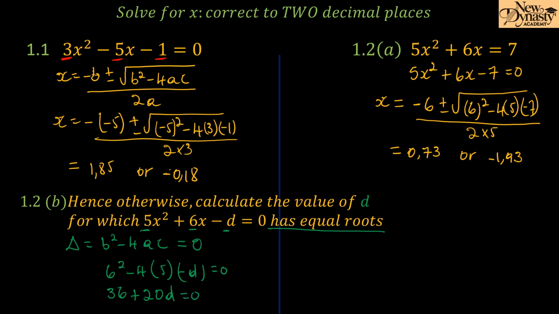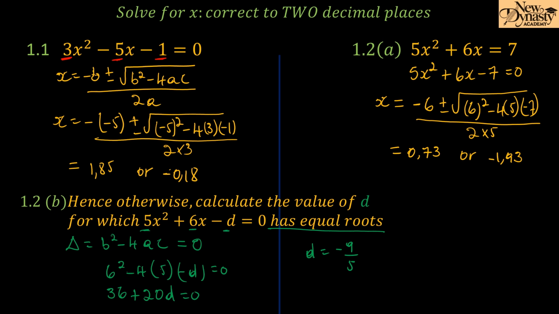Then we move on to the next section where we solve for d. Then you can just say d is equal to, in your calculator, that is going to be divide both sides by 20, but remember you have to take 36 to the other side. So it's going to give us what? Negative 9 over 5. That is what we get in a calculator.